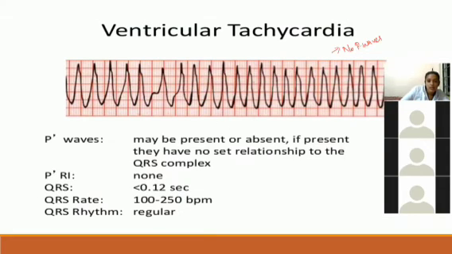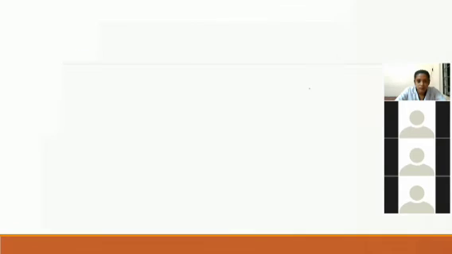Here you can see there is no P wave and the P-QRS relationship won't be there. Even the QRS complex has a bizarre morphology. The prescribed morphology for a QRS complex is a negative deflection of Q, then a positive deflection for R, then a negative deflection for S. We cannot appreciate that in ventricular tachycardia. So that is about ventricular tachycardia.